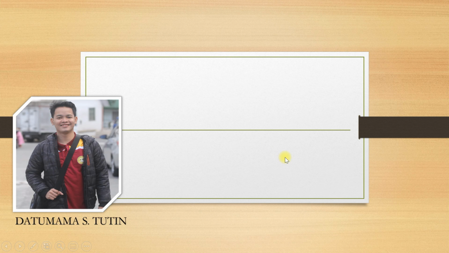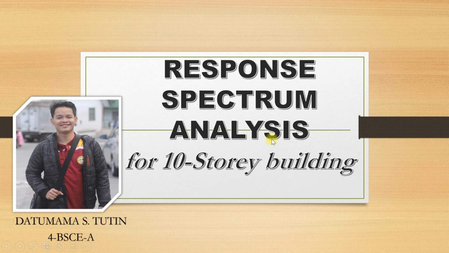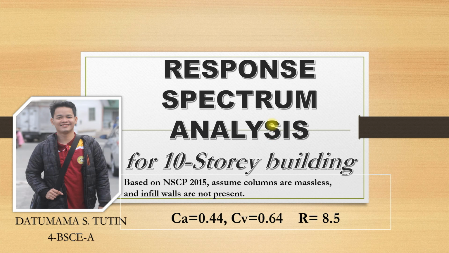By the way, I am Datumama Tutin, a 4th year BS Civil Engineering Section A, and I'm going to discuss the response spectrum analysis for a 10-story building based on NSCP 2015. So we assume columns are massless and infill walls are not present. Here we let CA equals 0.44, CV equals 0.64, and R equals 8.5.